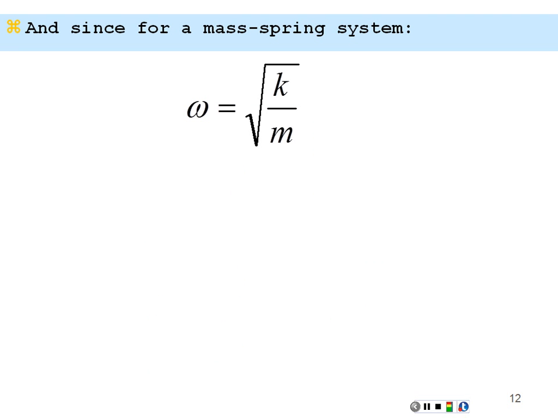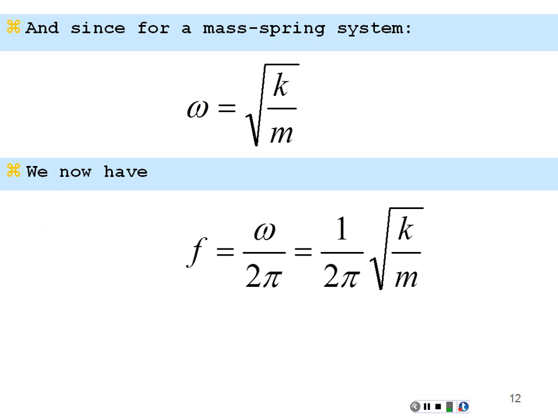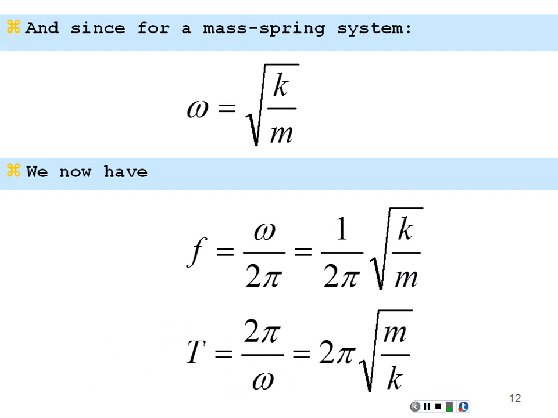Since omega, for a mass spring system, we had already determined to be a constant, square root of k over m, we now have that the frequency is omega divided by 2 pi, so that's 1 over 2 pi times the square root of k over m, and the period is 1 over the frequency, so that is 2 pi times the square root of m over k.